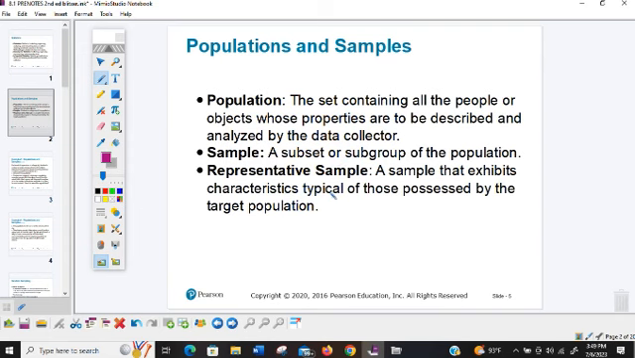Now that leads us into representative sample. That's a sample that exhibits characteristics typically of those possessed by the target population. And another way to say that is if I were doing all the 12th graders in the United States, but I only surveyed Florida, would that be representative of my entire population? And the answer to that is no. To be representative, I would need to choose 12th graders from every state.